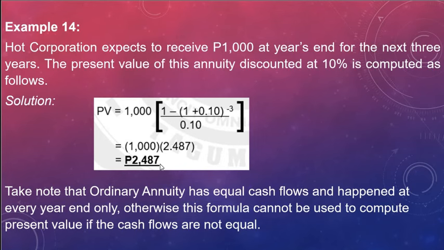Okay? So, di ba kung titingnan natin, ang marireceive natin in the next 3 years ay 3,000 kasi 1,000 each year. Kaso lang, when we are going to discount it, kung compute natin kung magkano yung present value niya, it is worth only 2,487 today. So, take note that ordinary annuity has equal cash flows and happened at every year end only. So, again, for ordinary annuity to apply, dapat yung payment or yung cash receipts ay nangyari at the end of the year.